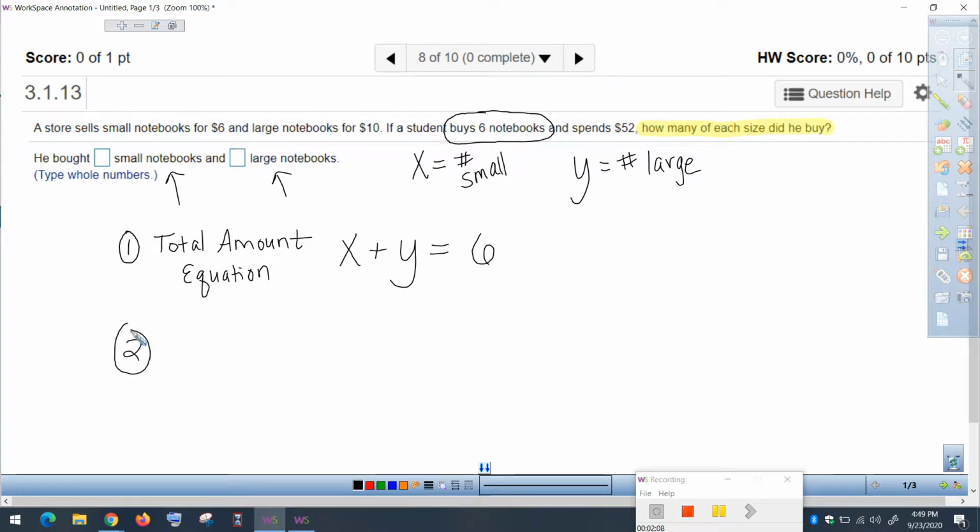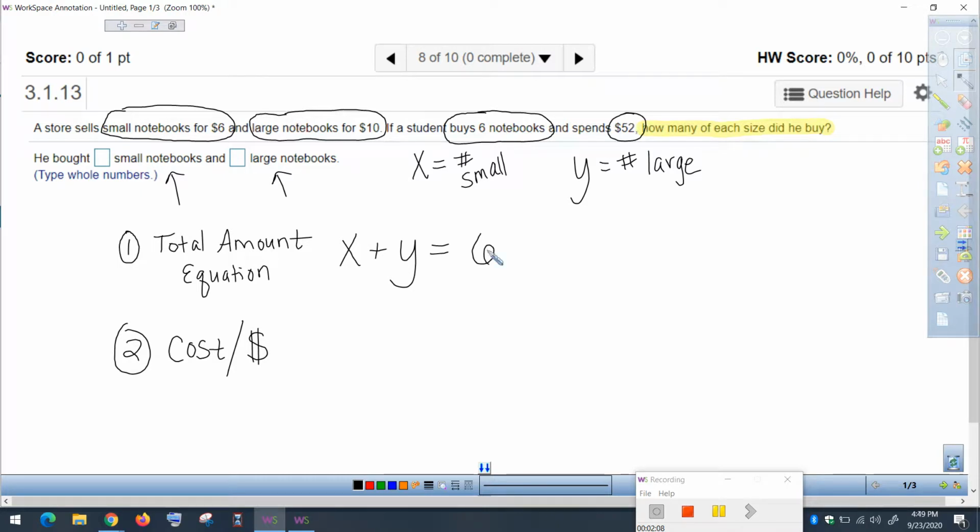Now the second equation that we will write is going to have to do with the cost or the dollar amount. What's going on with the money here or the prices. So we're going to be looking at all of the information that has to do with money. Anything that has a dollar sign next to it is going to be grouped together into the same equation.